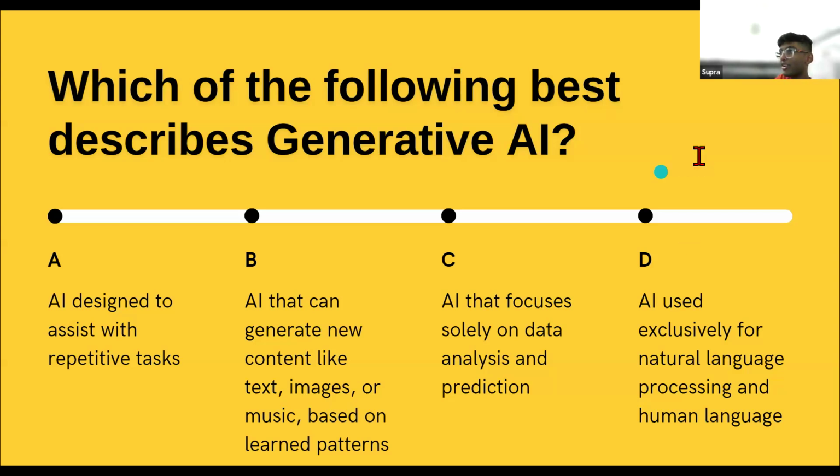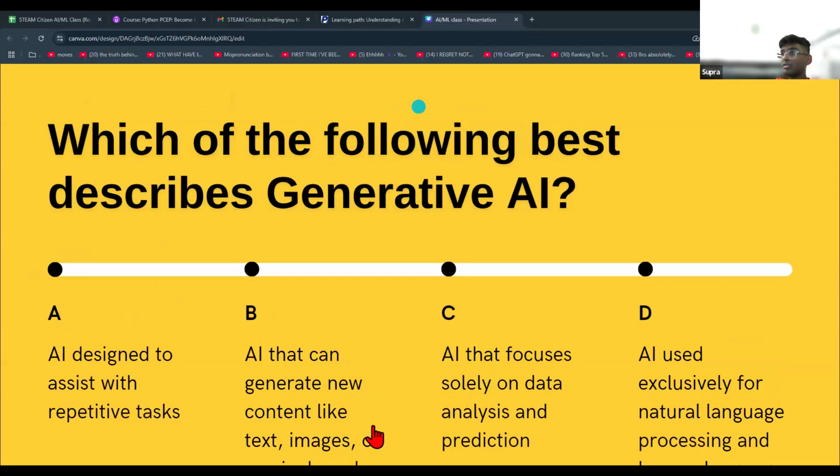Okay, so everyone got it correct. The answer is B. The reason the answer is B is basically in the name: generative AI, AI that can generate new content. It probably couldn't be more obvious, in my opinion. First we have AI designed to assist with repetitive tasks. I did not teach you this. Technically it can assist with repetitive tasks, but this does not best describe generative AI. You have B right here that says it can generate new content based on known patterns.